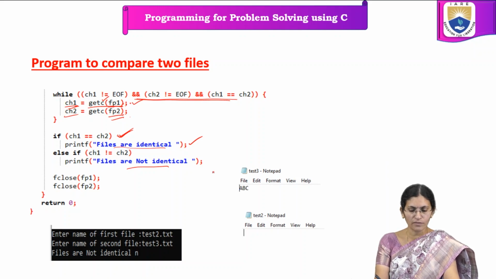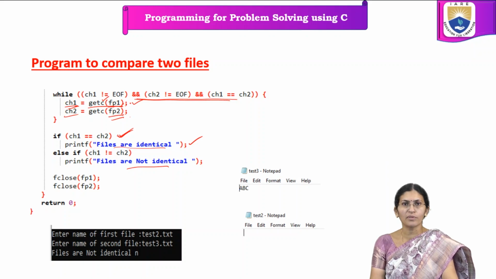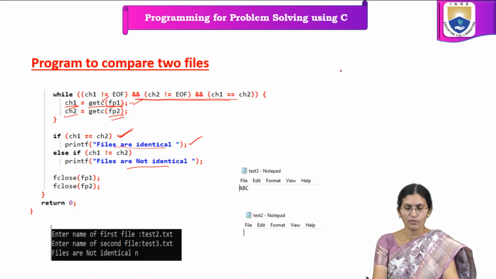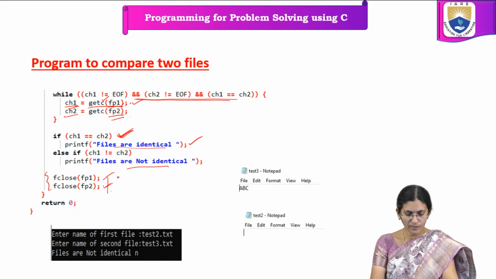So this is the logic we need to write in order to check the content of the file. Here we are checking the content of the file character by character. If at any time the characters are not equal, we can say that the files are not identical. After performing this read operation, we need to close the file. Since we have opened two files in read mode, we need to close both the files. So fclose(fp1) and fclose(fp2). This is the function we need to use.